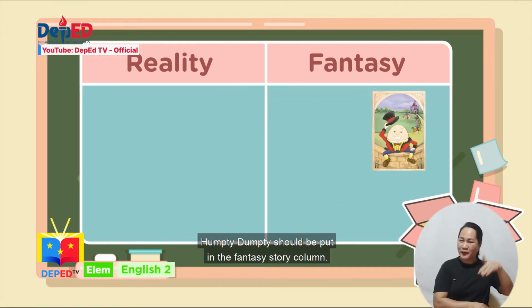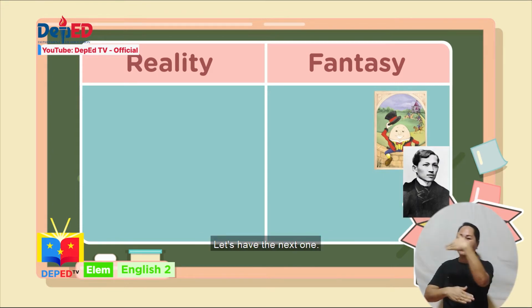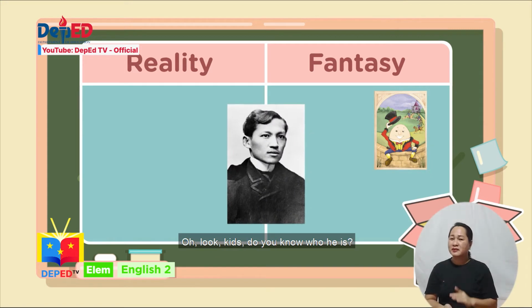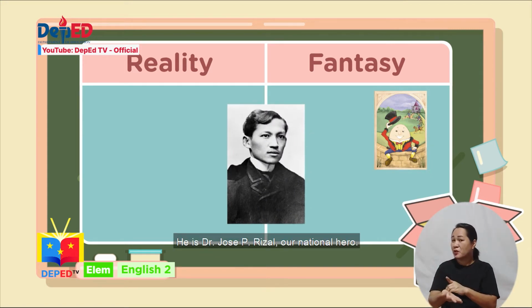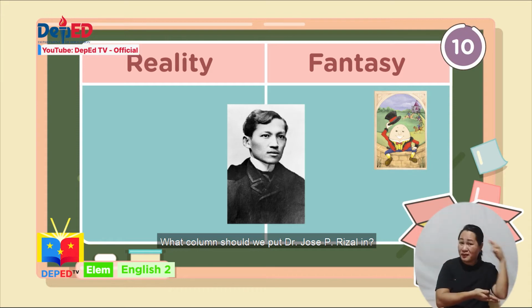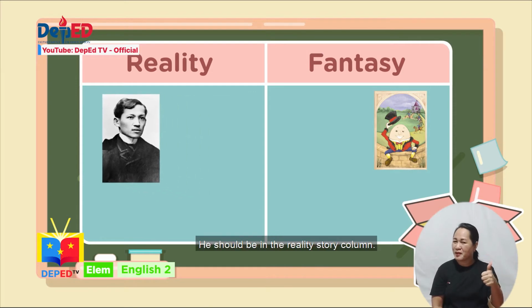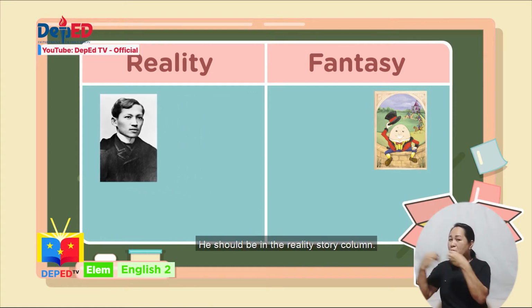Correct! Humpty Dumpty should be put in the fantasy story column. Let's have the next one. Oh, look kids! Do you know who he is? He is Dr. Jose P. Rizal, our national hero. What column should we put Dr. Jose P. Rizal in? Good! He should be in the reality story column.